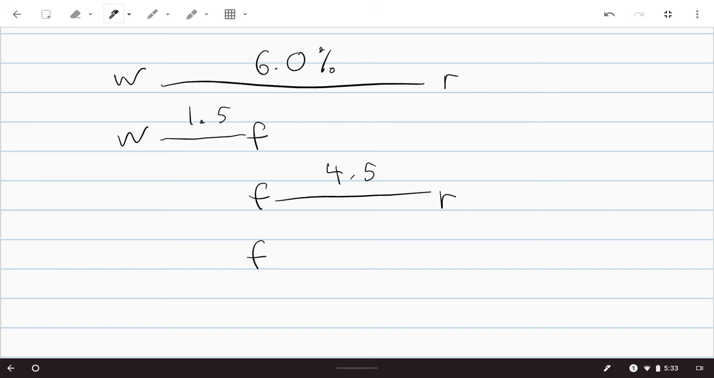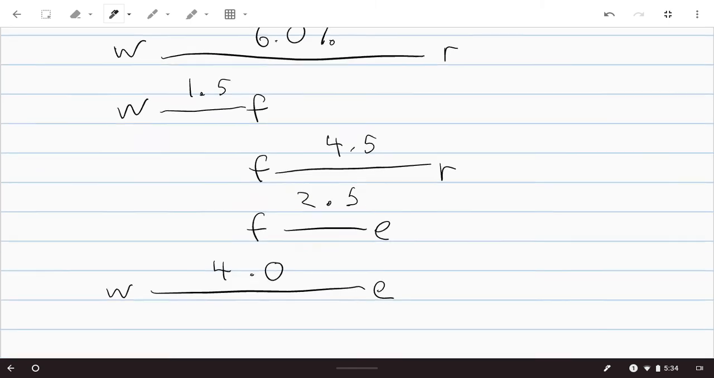So if we go facet eyes to echinus eyes, that's about 2.5. And then white eyes to echinus eyes has to be oriented this way in order to give us a 4.0. Now, this isn't quite to scale, but what this does do is now we can see how everything is ordered. We have the white eyes on one end, then the facet eyes, then the echinus eyes, then the ruby eyes.